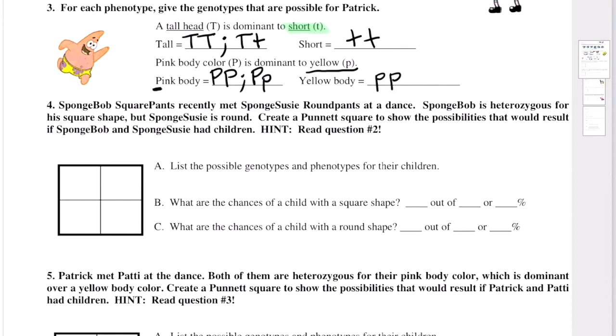by little p. So number 4 says, SpongeBob SquarePants recently met Sponge Susie Round Pants at a dance. SpongeBob is heterozygous for his square shape, but Sponge Susie is round. Create a Punnett square to show the possibilities that would result if SpongeBob and Sponge Susie had children. Hint, read question number 2.